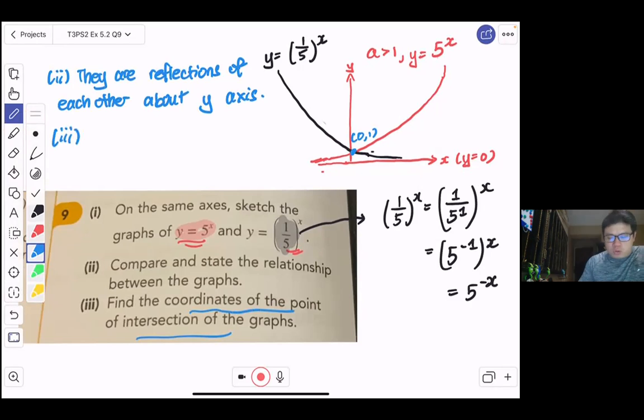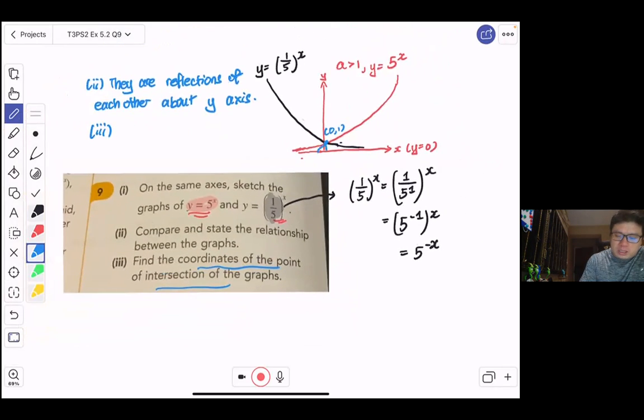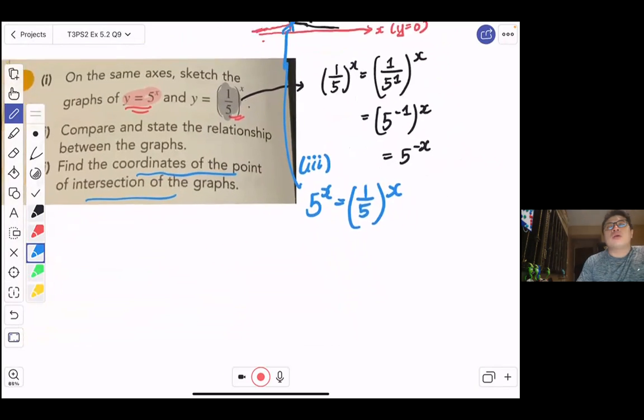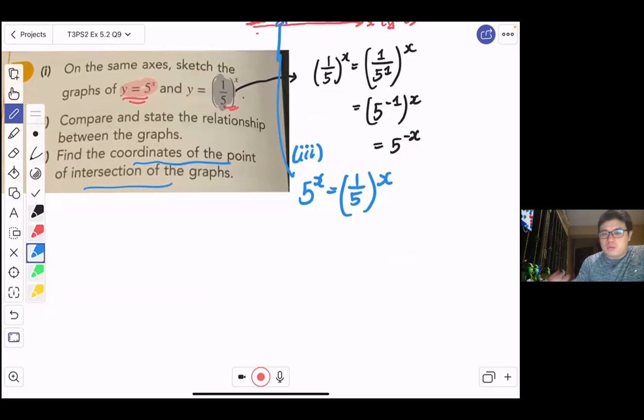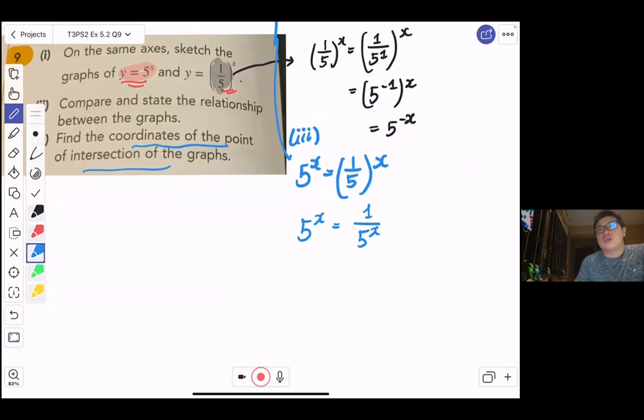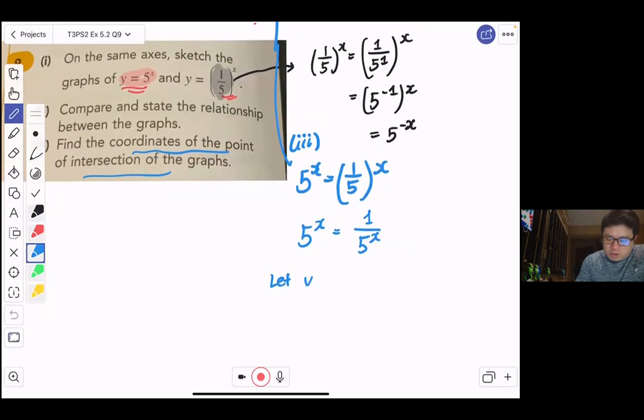Now, very easily, if you really want to find the point of intersection, you know that this point of intersection is where 5 power x meets 1 over 5 to the power of x. This is our part 3. And following this, it's very easy for you to solve this. If you have some trouble, think of it as 5 power x equals 1 over 5 to the power x. You can even use a substitution. Let u equal 5 power x, the easiest way. u equals 1 over u, so u squared equals 1, u equals plus or minus 1.